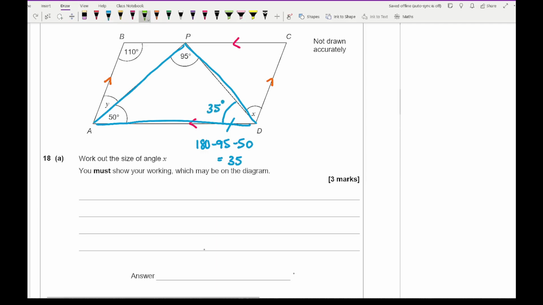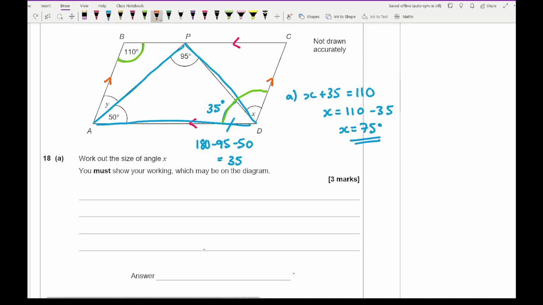Now I also know that because it's a parallelogram, this angle B has to be the same as this angle here. So x plus 35 must equal 110. So then x equals 110 minus 35. And if I type that into my calculator, although I shouldn't need to, it gives me an answer of 75. So that's for part A.